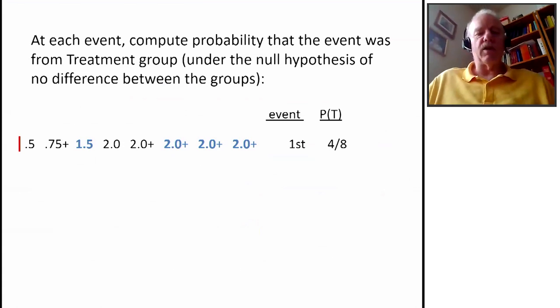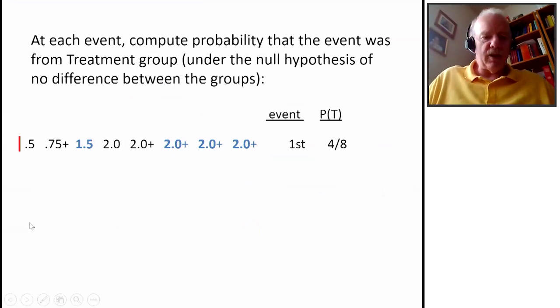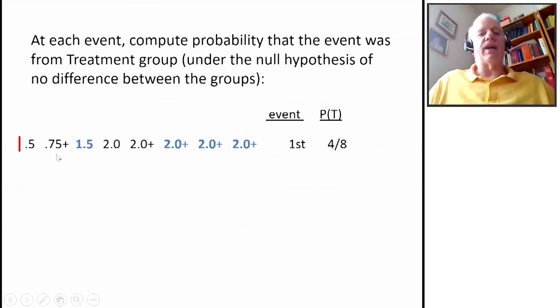Then the next thing we want to do is look right before each event. So here's the first event after half a year. We're going to look right before that happens. And we're going to say, okay, we know that someone died right here at half a year. And let's suppose the treatment had absolutely no effect, then what's the probability that the person who died came from the treatment group? Well, there are 4 people in the treatment group, and there are 4 people in the control group, and it could have been any of those 8 people. So the probability that that first death came from a treated person should be 4 out of 8, or 1/2.